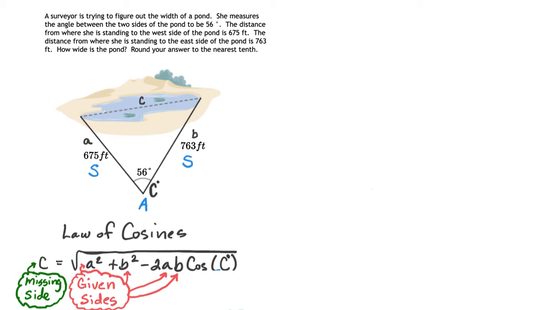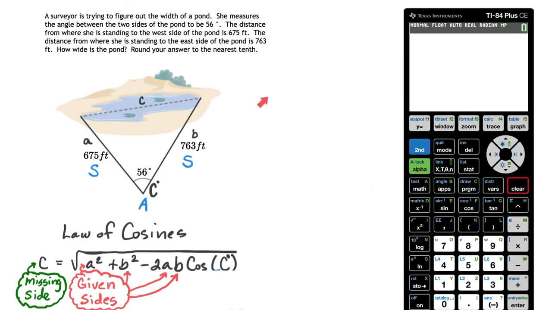So if you go over to our calculator next and look at that information plugged in, it'll look like this. You're going to have 675 squared, that's your A, plus 763 squared, that's your B, minus 2 times A times B, times the cosine of your angle, 56 degrees. Hit enter, and you'll get the final answer of 679.5567304. But the question does say round to the nearest tenth.